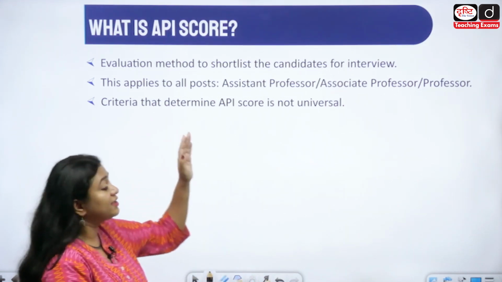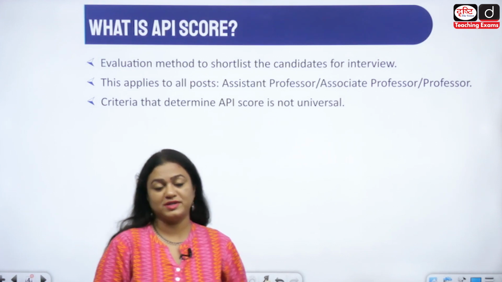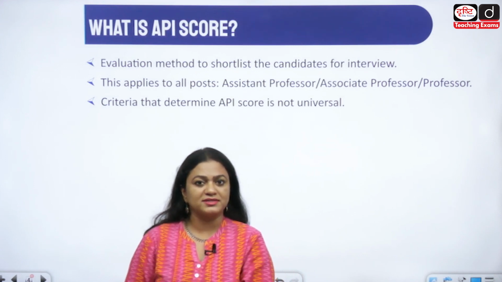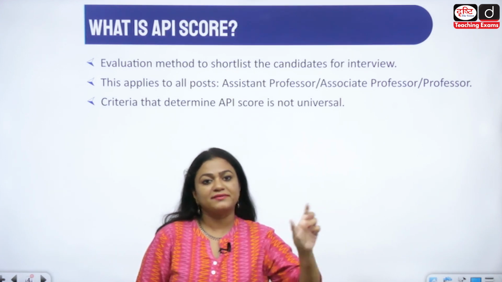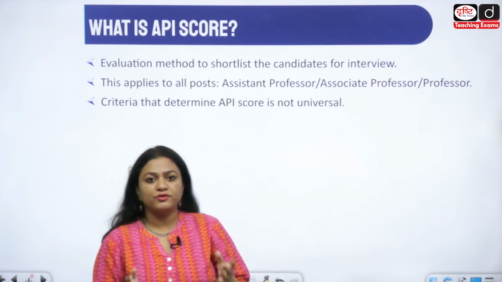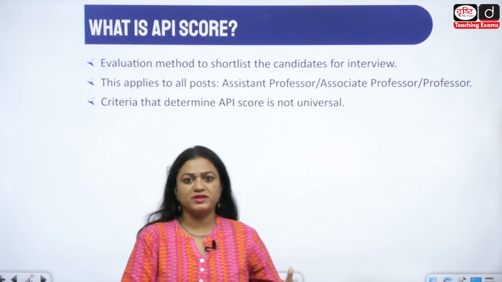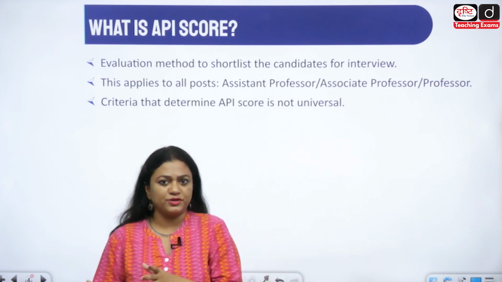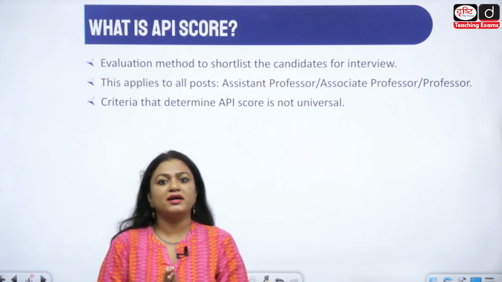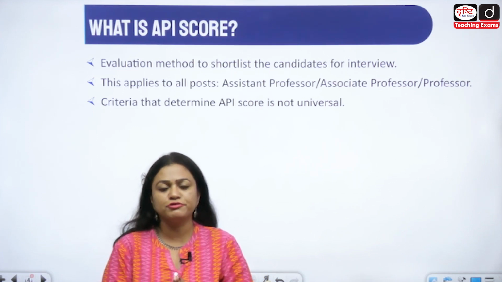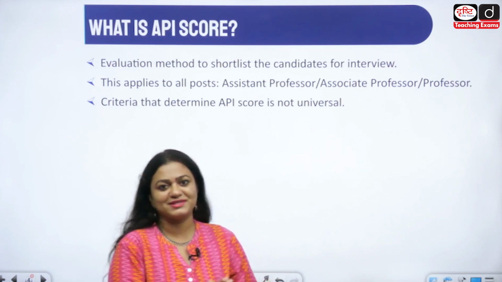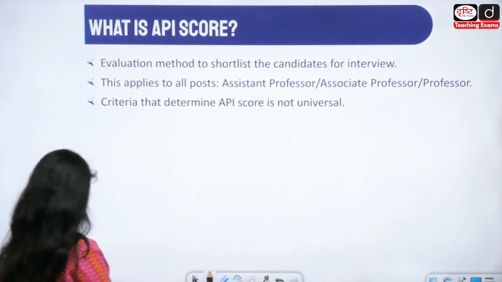And the criteria that determine the API score are also not universal. Certain parameters may remain the same, but the scores may change from university to university. You will find a change in the central universities and you will find a change in the state universities. It may vary, that depends. But yes, API is the evaluation method used to shortlist the candidates for the interview to the post of assistant professor in various central and state universities.